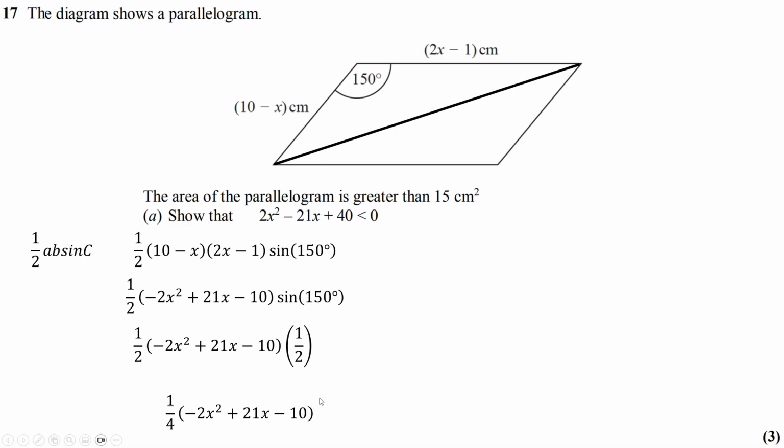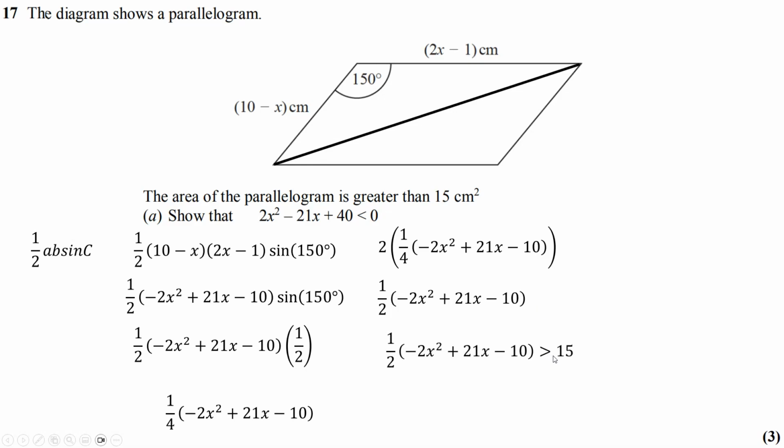And now we want to multiply this by 2 because that's the area for just one triangle, but we want both of them. So multiply this one by 2, and then 2 multiplied by 1/4 is just a half. And we're saying that this area is greater than 15, so just say that. And then multiply both sides by 2 to get this. And then rearrange it so you have 0 is facing the greater than symbol to get that.